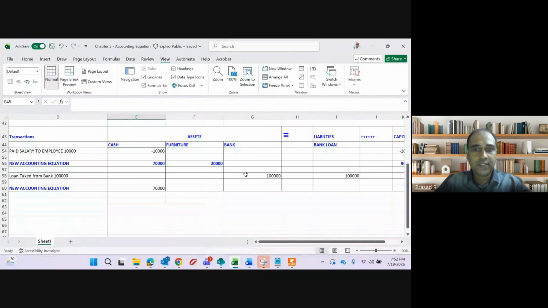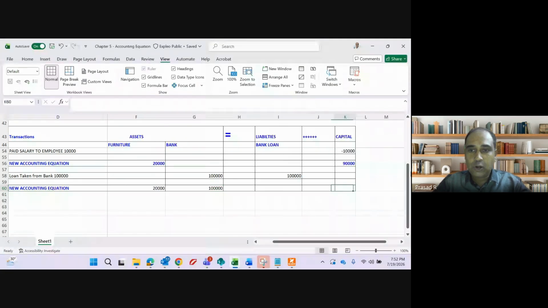So the two accounts involved. Any change in my cash, guys? No change in cash, because this transaction is not impacting cash. There is no change in furniture also. There is a change in the bank account. My bank account is increasing by 1 lakh rupees, and my bank loan is also increasing by 1 lakh rupees.